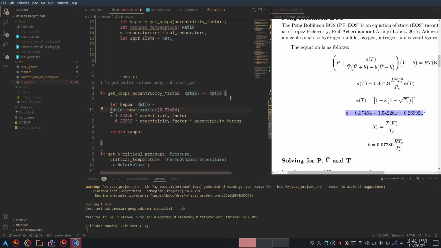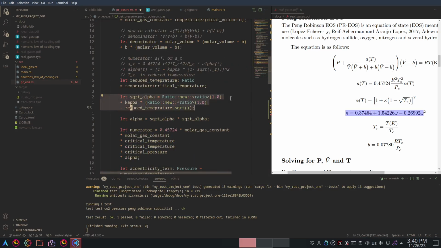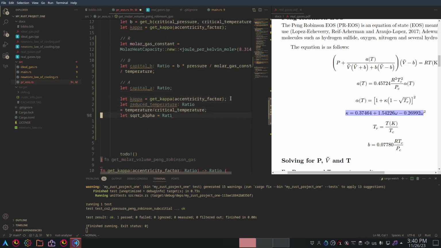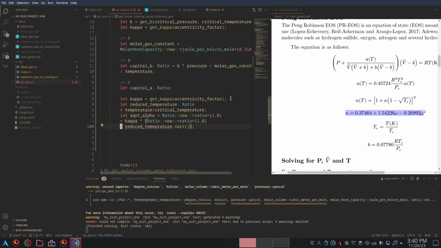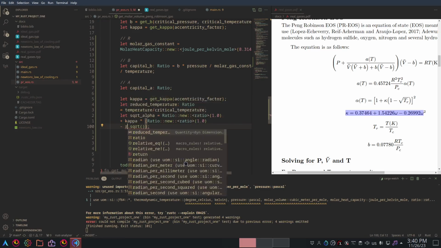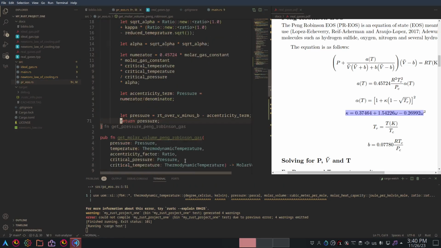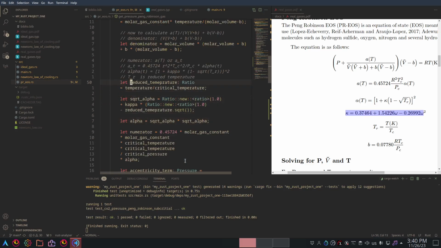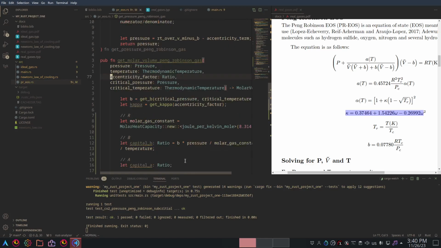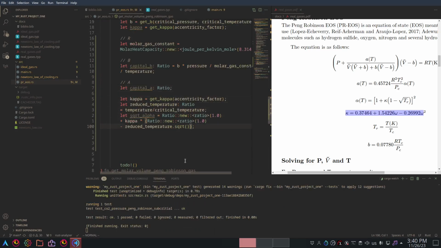Wait, did I do this before? Square root. Yeah. Okay, I did this before. So I'm just going to copy and paste. I'll paste it here. Okay. And alright, apparently there's a mistake here because I misspelled my reduced temperature in the other function. So let me just do a quick correction. Okay, temperature. Okay, so square root alpha is there.